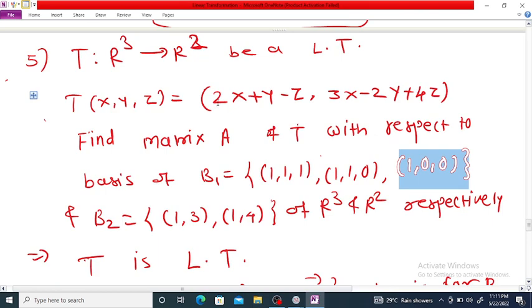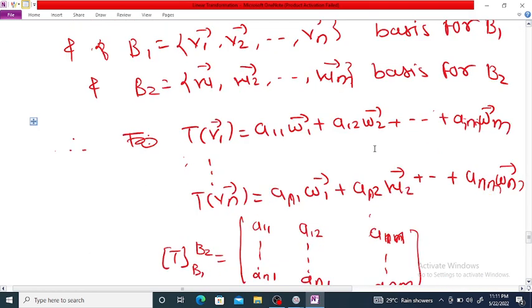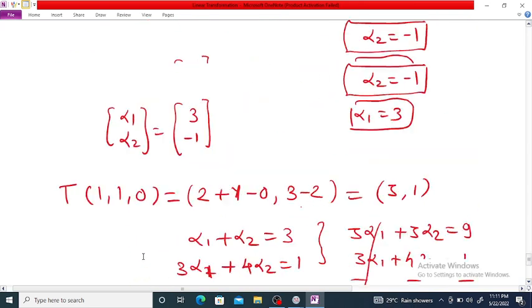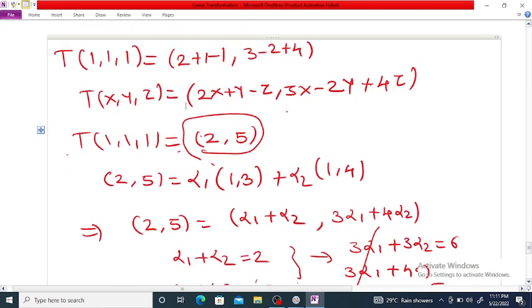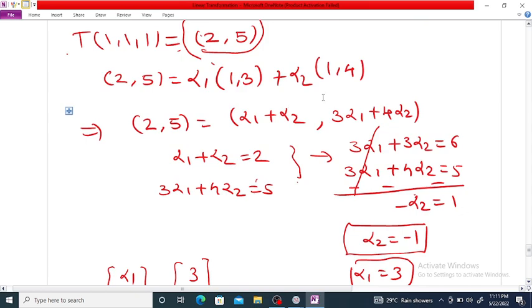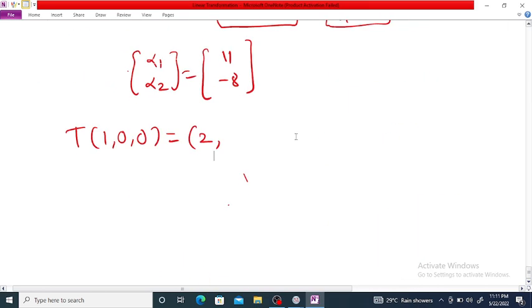Similarly, now lastly we want to find the image of the basis vector (1, 0, 0) under this transformation, (2x + y - z, 3x - 2y + 4z). So T of (1, 0, 0) is equal to, what is the first? The mapping given is 2x + y - z. Y and z are 0, so it is twice x, so it is 2. And the second quantity is 3x - 2y + 4z, so thrice x, it is equal to 3.